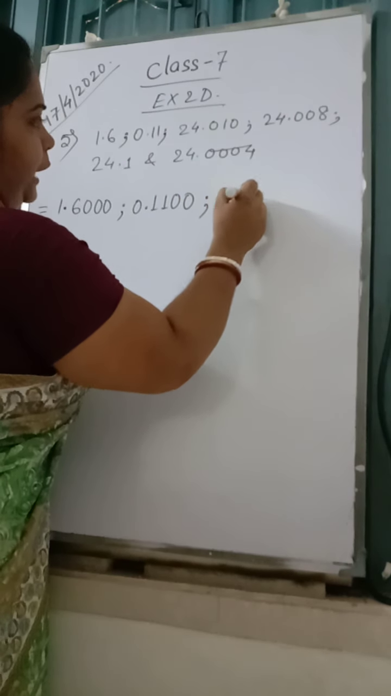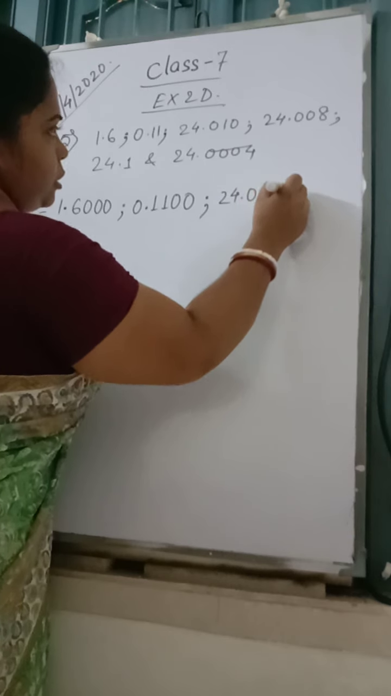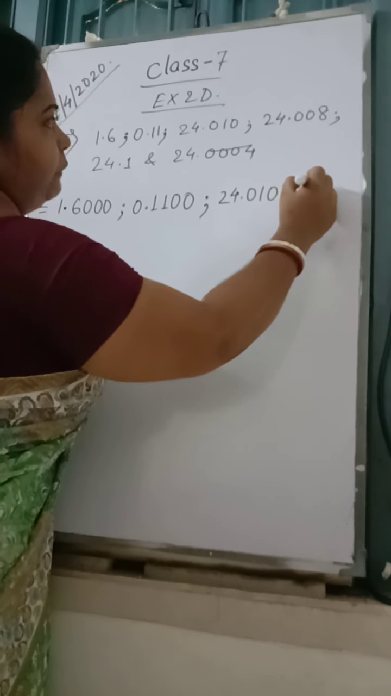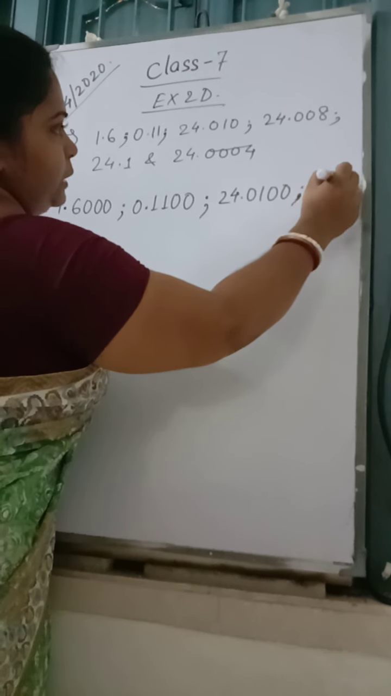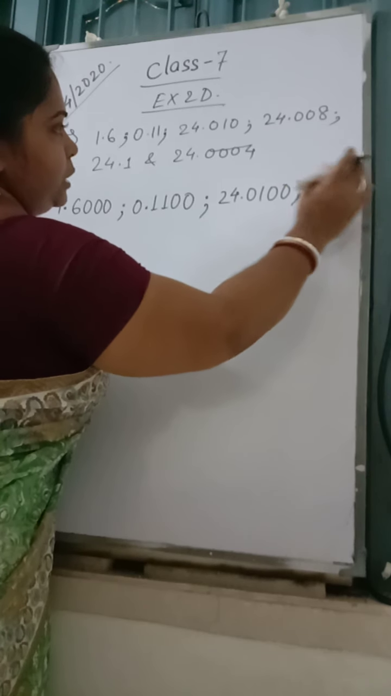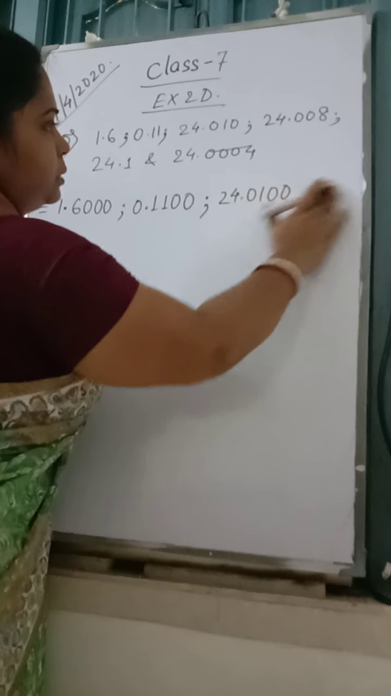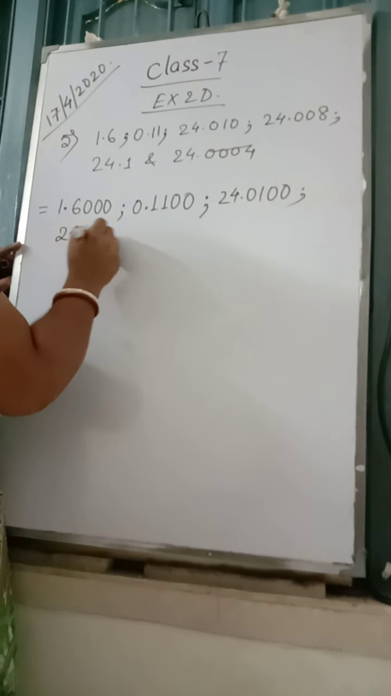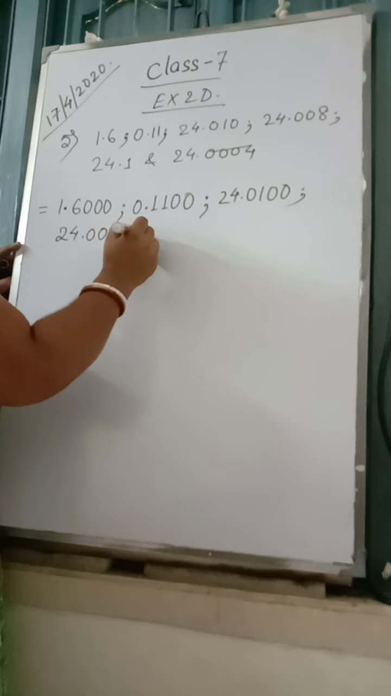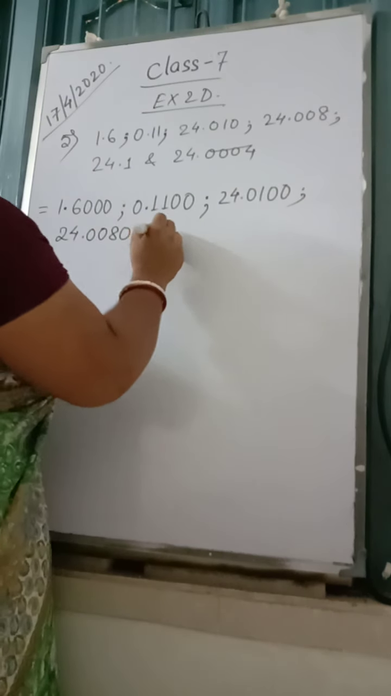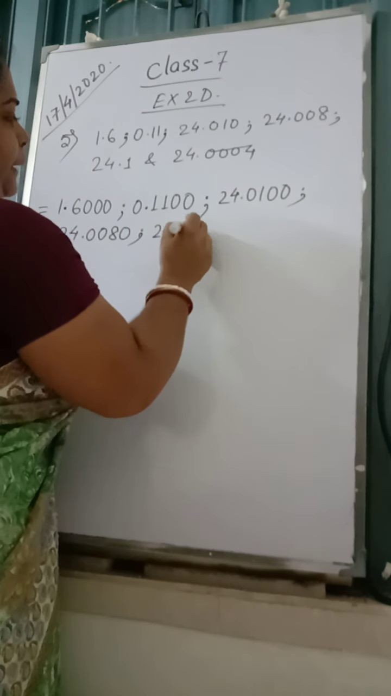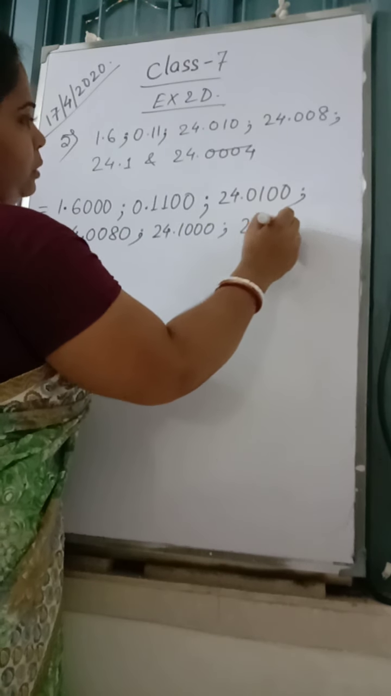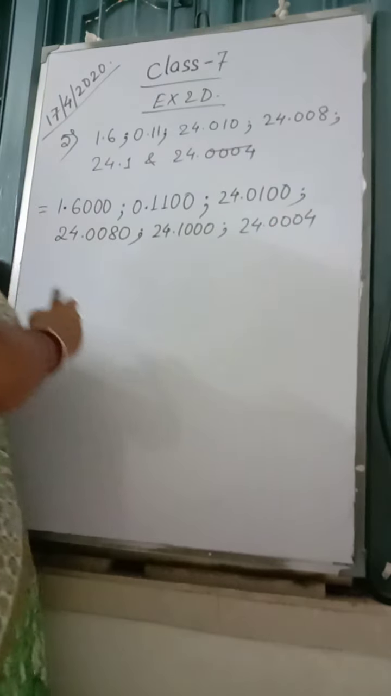Third number, I have 3 digits after decimal, so I'll be adding 1 zero. Fourth number also, I have 3 digits after decimal, so I'll be adding 1 zero. I'm writing it down: 24.0080. Now I have only 1 digit, so I'll be adding 3 zeros. And the last one, I have 4 digits after decimal.